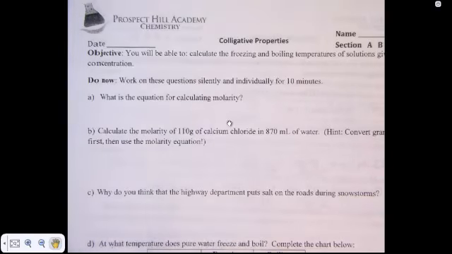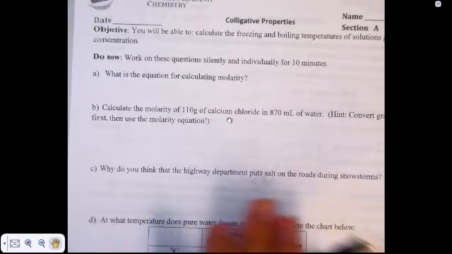All right, team. So on Monday, you and your partner walked through this worksheet where really you're investigating the answer to this key question. Does adding solute to water change the boiling and freezing points of that solvent? And I think you probably discovered that the answer is yes.